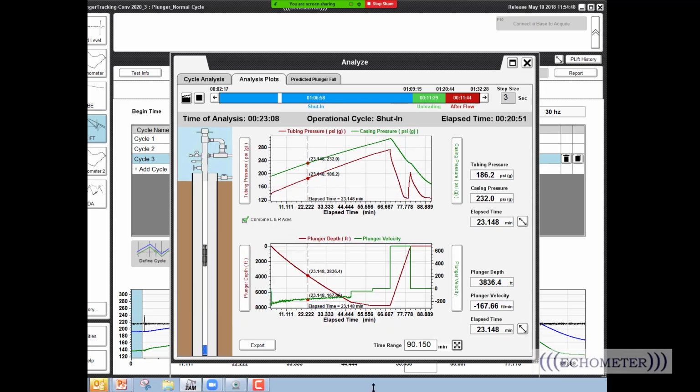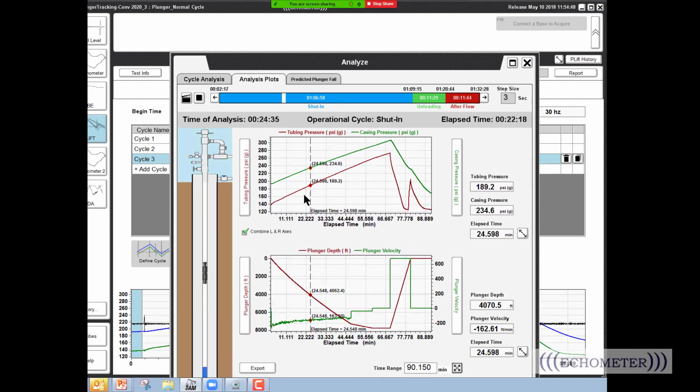These are not real-time. These are calculated from the data that we just acquired on the well, and it shows the plunger falling down the well. And this is pressures, and I can stop this if I want, and slide it to right here, and I can say, okay, right there, the plunger's fallen to the liquid, and it's fallen on average about 38.95 feet per minute.